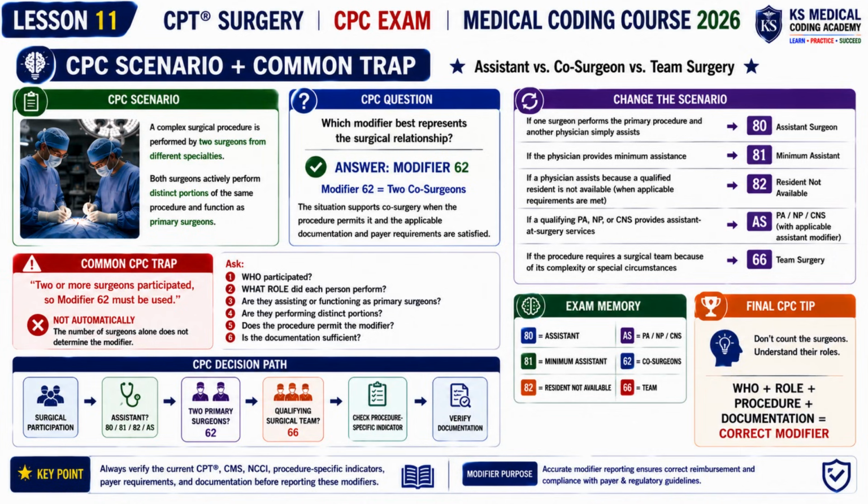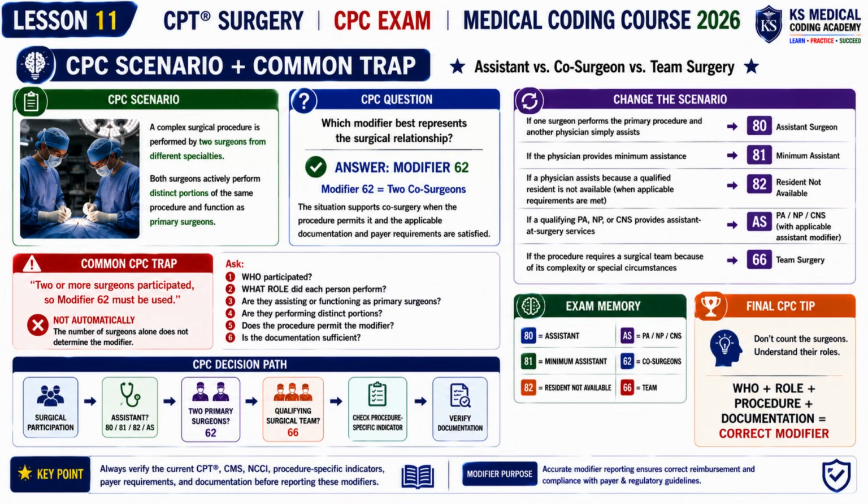Remember your exam memory. 80 equals assistant. 81 equals minimum assistant. 82 equals resident not available. AS equals PA, NP, or CNS. 62 equals co-surgeons. 66 equals team.